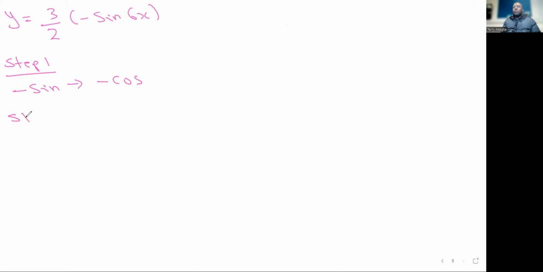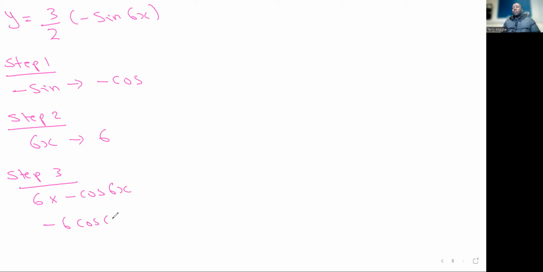Step 2, okay? What you have again in the bracket, you have 6x. When you differentiate 6x, it's going to give you 6. Step 3, you then have to multiply. So it's going to be 6 multiplied by minus cos 6x. And this will give you minus 6 cos 6x. But remember, you have a constant here, so you have to do a step 4.